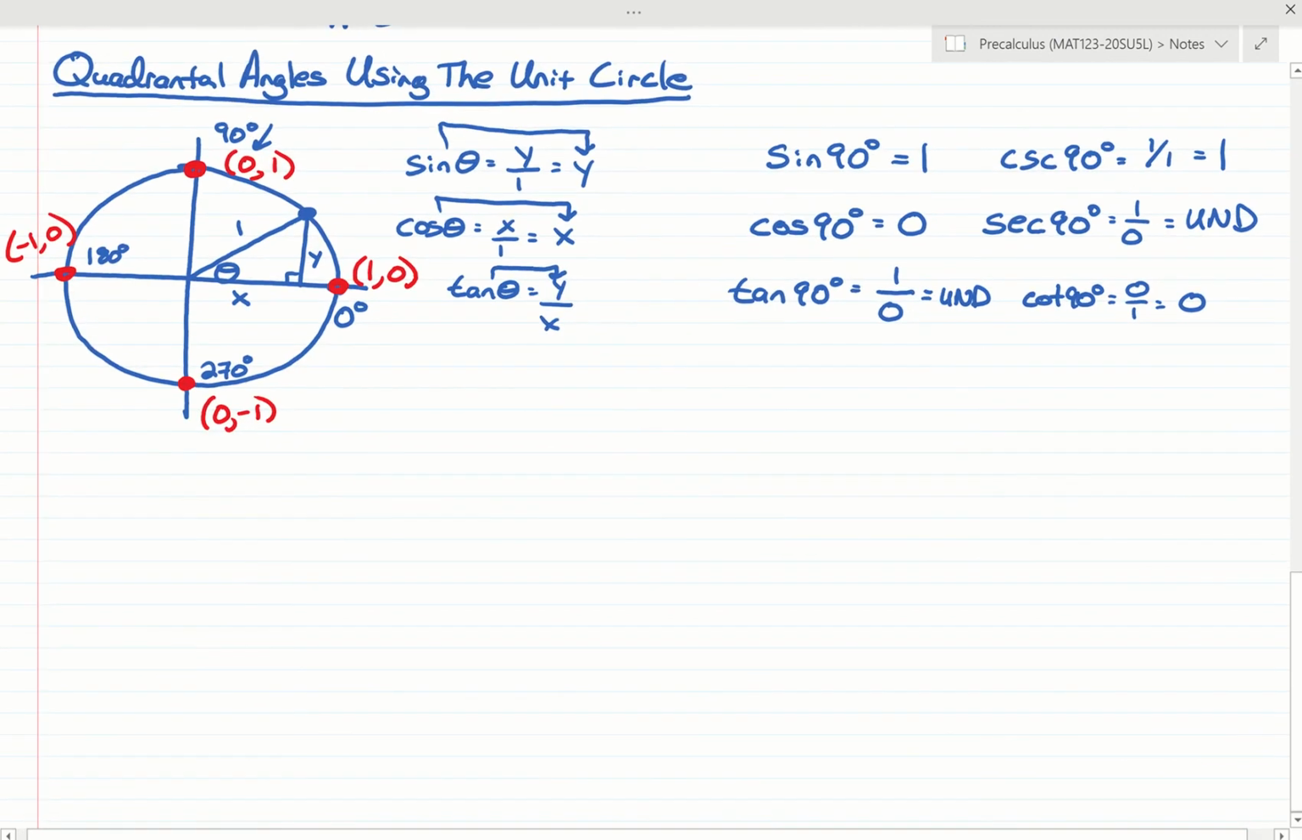So let's do some examples here. Find the indicated values.